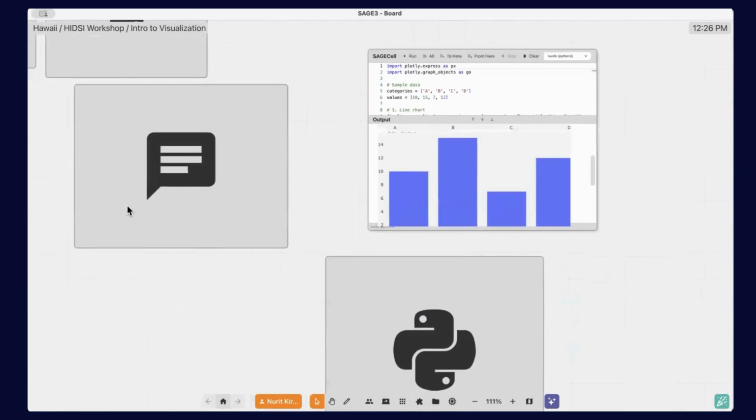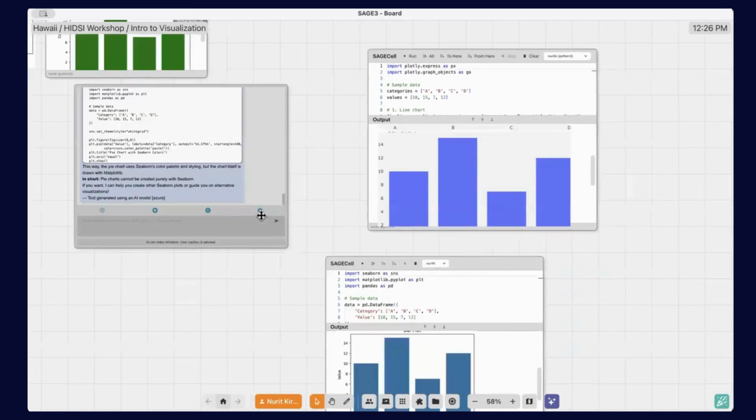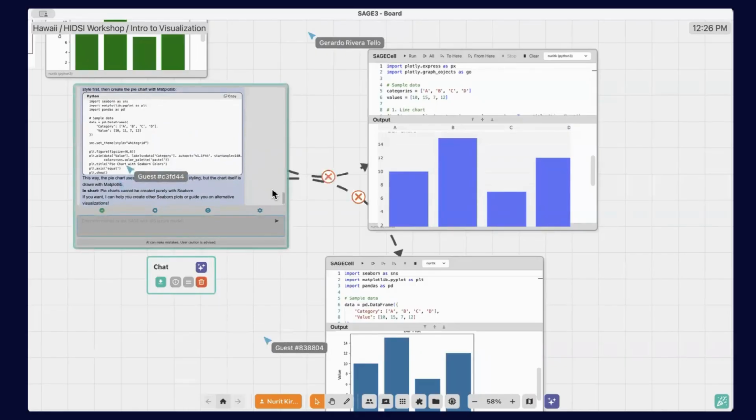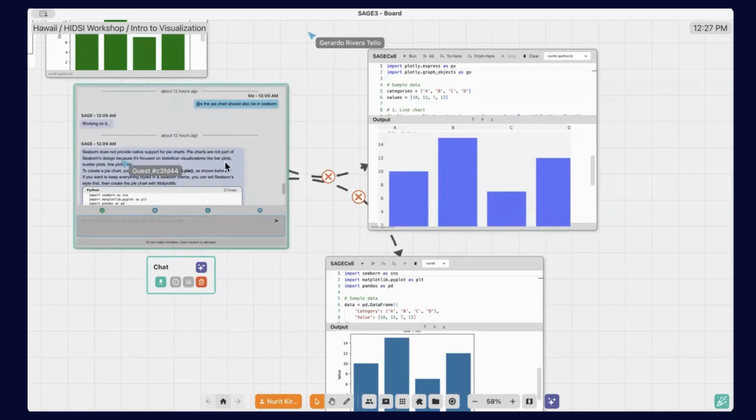So I have this chat over here. You can start as many chats as you want. And if you start your queries with FS, you will be able to ask Sage questions. And that's how I generated my code.